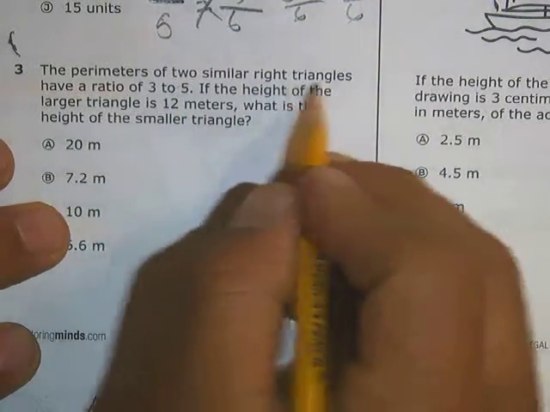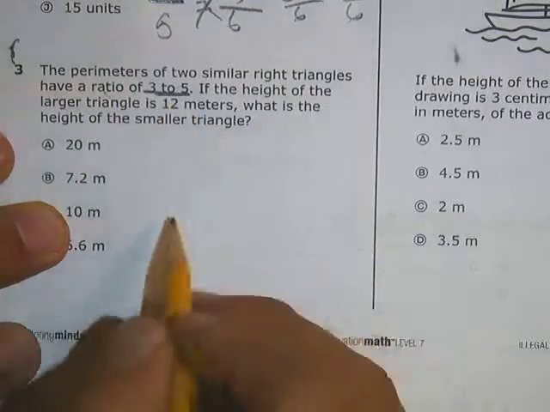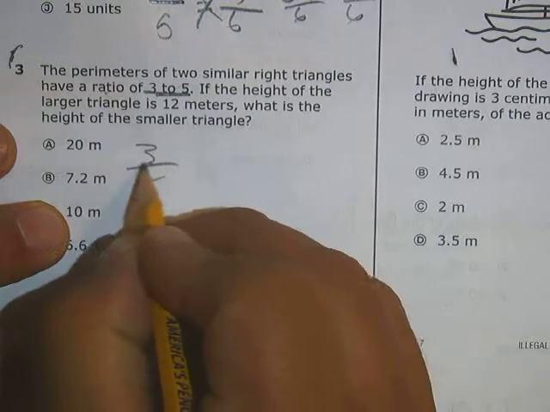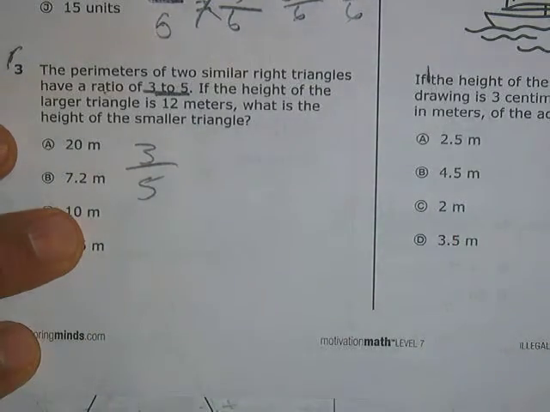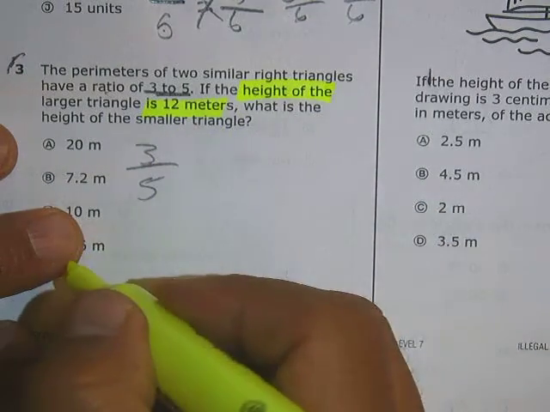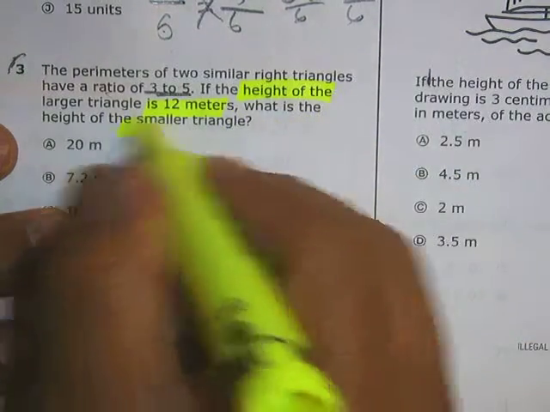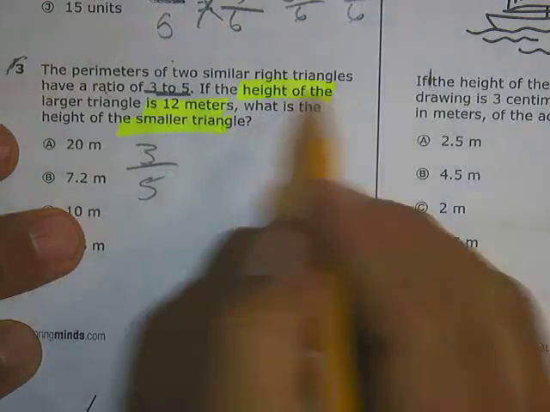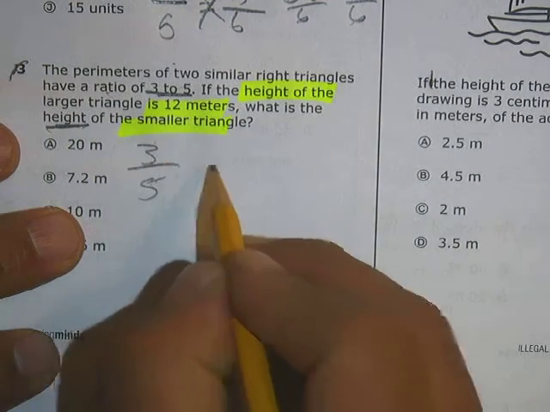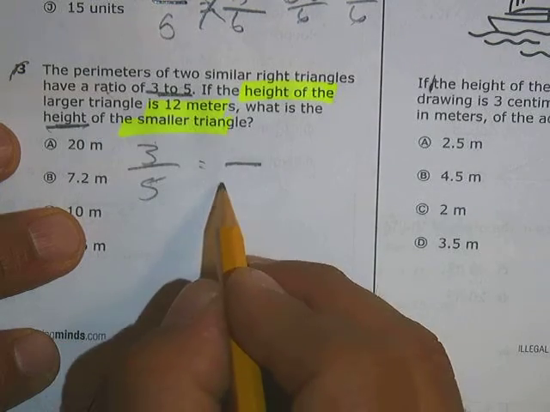Look at the next one, number 3. Okay, the perimeters of the two similar right triangles has a ratio of 3 to 5. Okay, that's a ratio right there. Right there, I can do this, 3 to 5. And then look what it says there. If the height of the larger triangle is 12 meters, what is the height of the smaller triangle? Height of the smaller triangle.